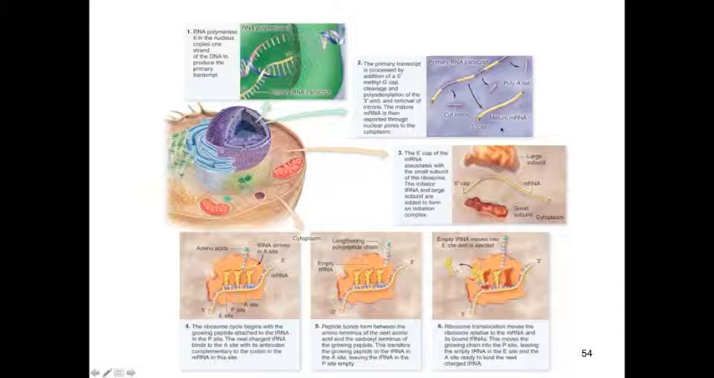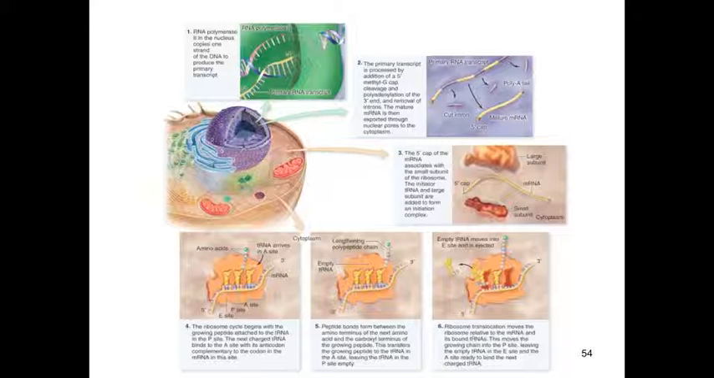Here, the 5' cap of the messenger RNA associates with the small subunit of the ribosome, and the initiator tRNA sets itself in place. The large subunit is added, and now we have an initiation complex. The ribosome cycle begins with the growing polypeptide chain attached to the tRNA in the P site. The next charged tRNA binds in the A site, or the arrival site, with its anticodon complementary to the codon on the mRNA in this site.